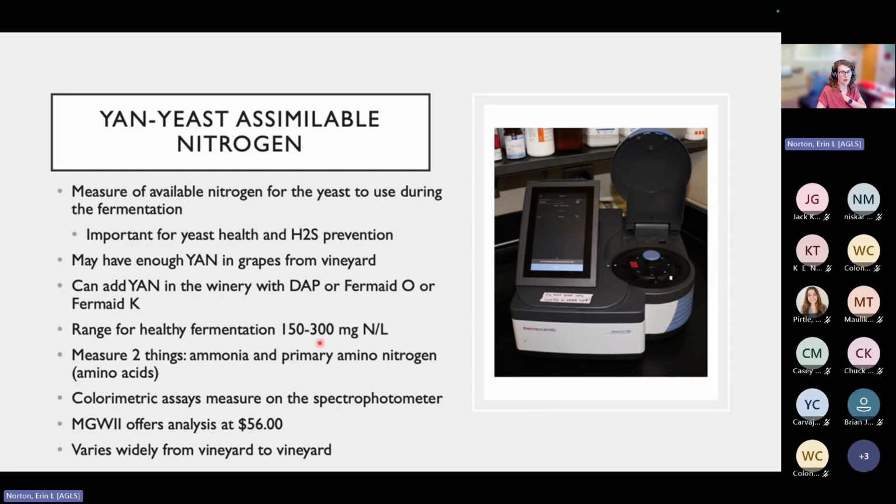Okay. That's a very specific unit. So be careful when you're looking at using one of these products that you're converting it to a milligram of nitrogen. A milligram of DAP per liter is not the same as a milligram of nitrogen per liter. And I can help anybody run through calculations for that. So when we measure YAN in the lab, we measure two things.